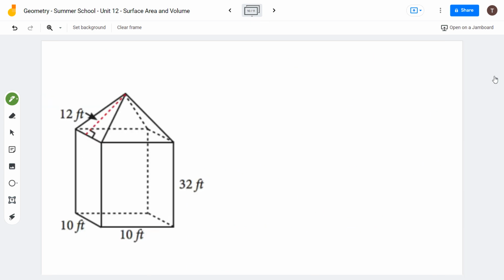All right, moving on. So this one can be a little tricky here, but let's do the volume of the rectangular prism first. So that would be 10 times 10 times 32. So 10 times 10 times 32 is 3,200.